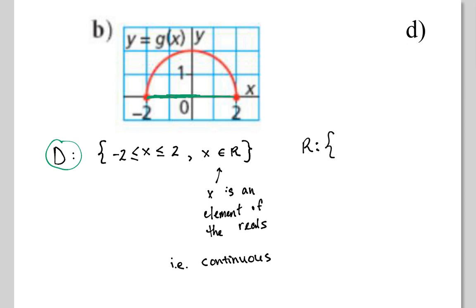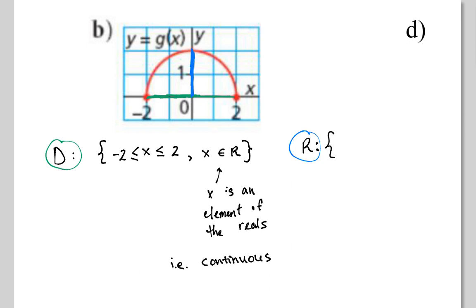Okay, let's see if we can do the range. I'm going to color this one in blue. Which way do I color for the range? Remember the range is the set of all y. So which y values are acceptable for this graph? Anything between 0 and 2. Do you see how vertically the only acceptable values are from here to here?